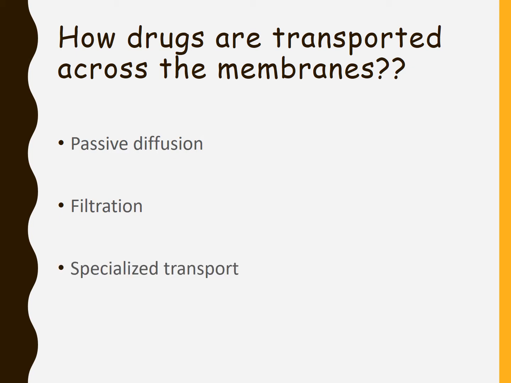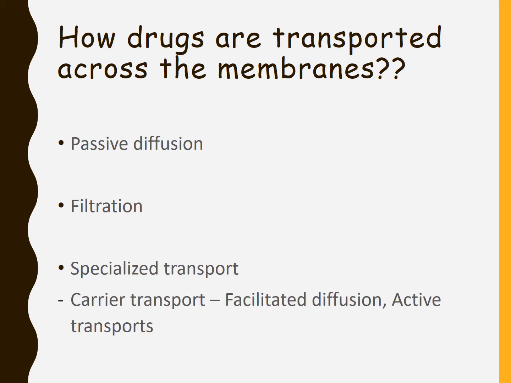Then there are some specialized transport mechanisms that will carry a specific type of compound or specific type of molecule from one place to another place. That is specialized transporters. Here come the carrier transporters. So some mediators will carry some material from one place to another.